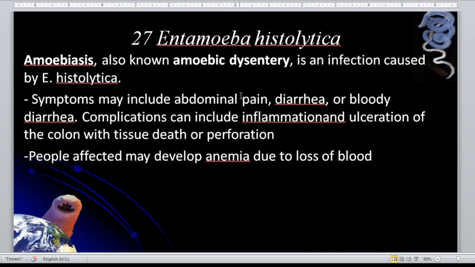So Entamoeba histolytica causes amoebiasis, which is also known as amoebic dysentery. This is an infection caused by Entamoeba histolytica. Symptoms may include abdominal pain, diarrhea, or bloody diarrhea. Complications can include inflammation as well as ulceration of the colon with tissue death or perforation, and people affected may develop anemia.